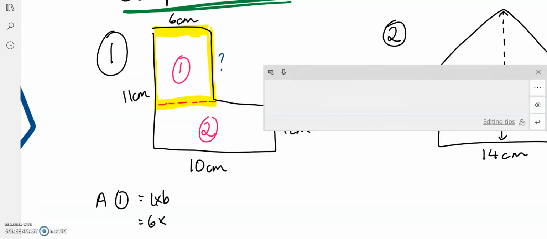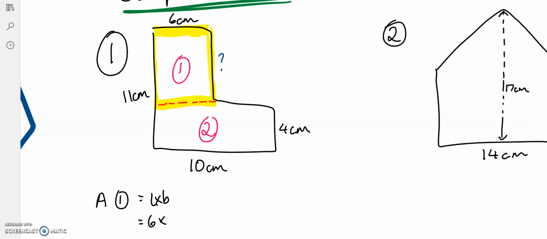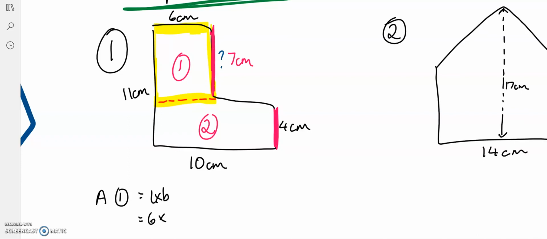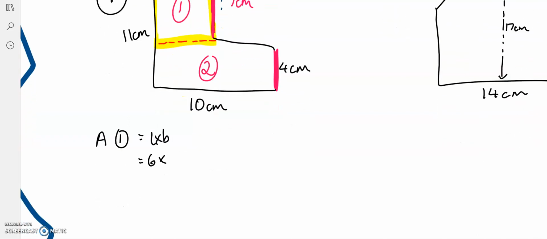it being this part here, we're not entirely sure what this part is because the whole up and down is 11. But do you notice that this up and down here is 4? So this up and down here needs to make up to 11. Do you see that that up and down part there must be 7 centimetres, because 4 plus 7 is going to make 11. So the breadth here is going to be 7. So we're going to do 6 times 7, which is 42 square centimetres.